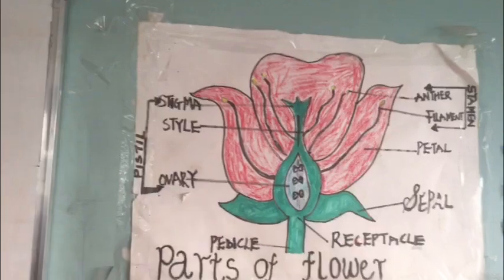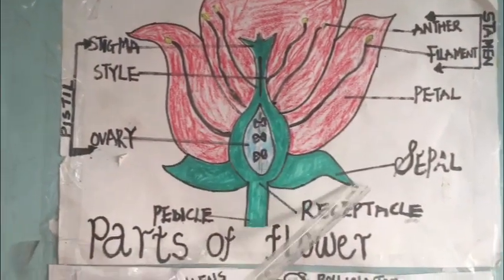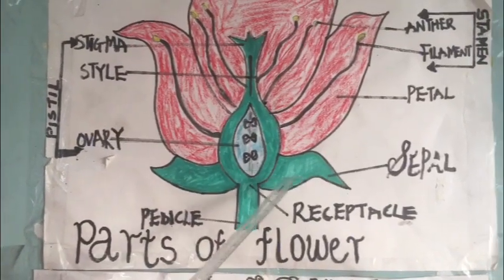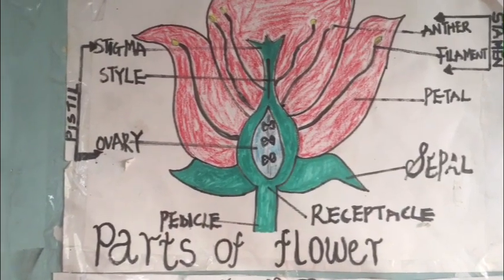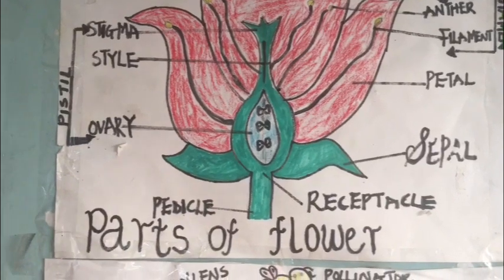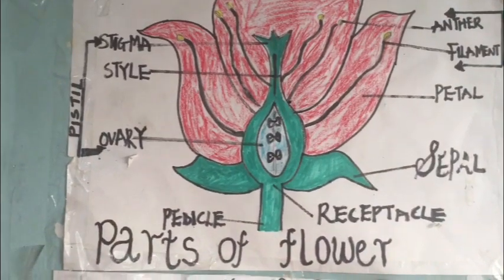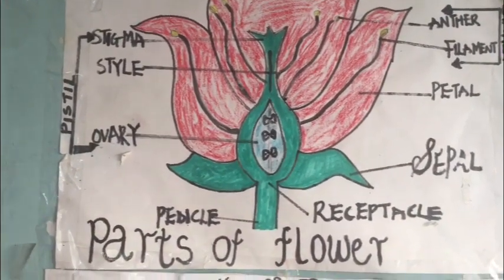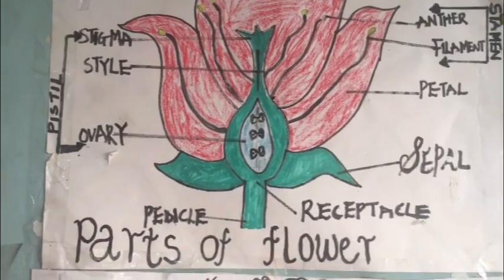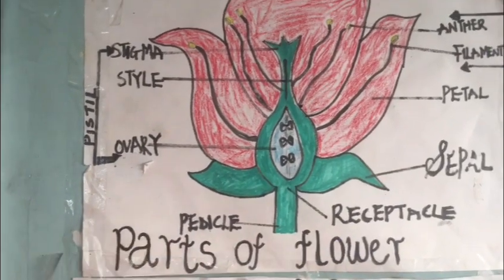You can see from our diagram that the sepal is at the base of the flower and it's green in color. The function of the sepal is that it protects the developing bud. A bud is a young flower that is not yet formed. It's just a young growing flower that hasn't blossomed yet. So the function of the sepal is that it protects the bud.